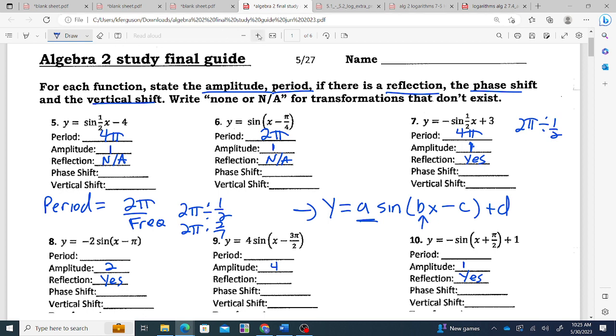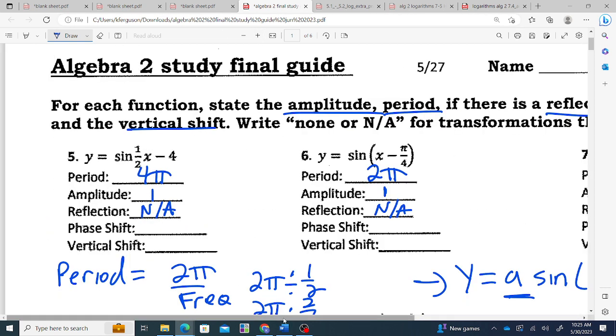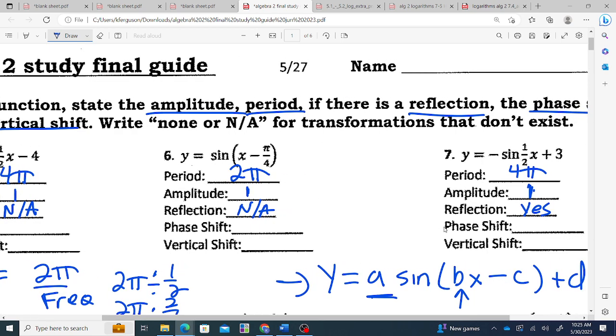Here, let's see. Does that make it better? Okay.